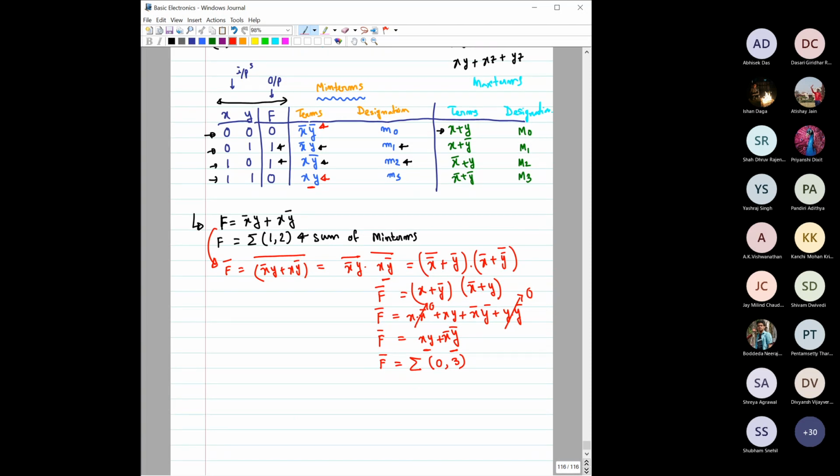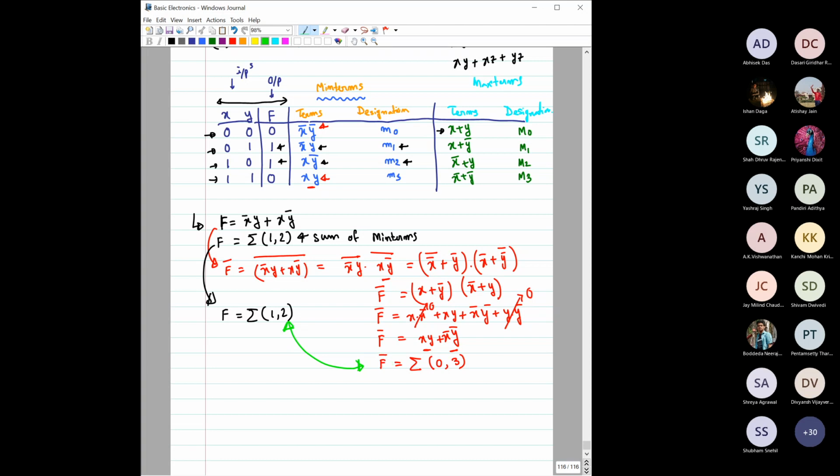So now notice one thing here: f is equal to summation of 1 comma 2. And see what is this f bar. If f is the sum of min terms 1 comma 2, then f bar would be the remaining terms in this truth table. Here it is from 0 to 3. So 1 and 2 are taken by this f, and f bar would be equal to the remaining terms, that is 0 and 3. Is this part clear to you?